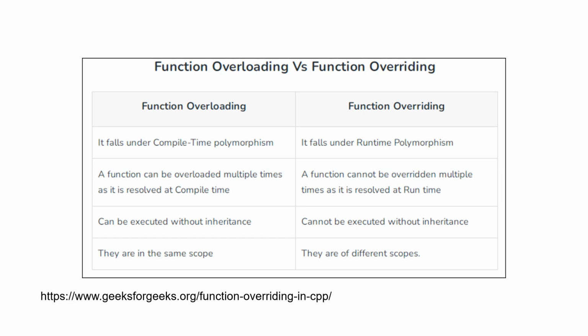What is the difference between function overloading and overriding? Overloading falls under compile time polymorphism, and overriding is called runtime polymorphism. Overloading can be executed without inheritance, but function overriding can be executed only with inheritance. Overloaded functions are in the same scope, while overridden functions are of different scopes. A function can be overloaded multiple times as it is resolved at compile time, but it cannot be overridden multiple times as it is resolved at runtime.